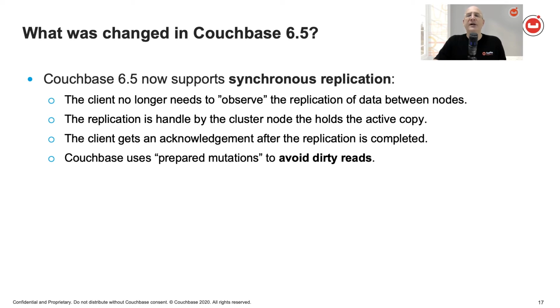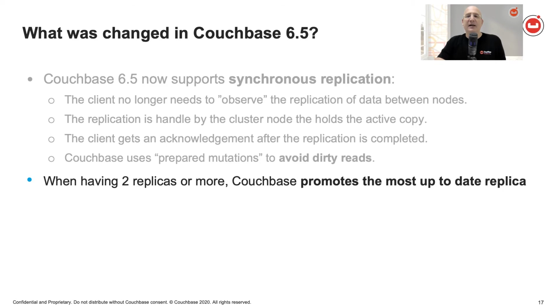To avoid dirty reads, Couchbase uses something we call prepared mutations. That is something like a snapshot of the document before it was changed. So if during a durable write process, another application reads the document, it will get the older version of the document, as long as the durable write is still in progress.